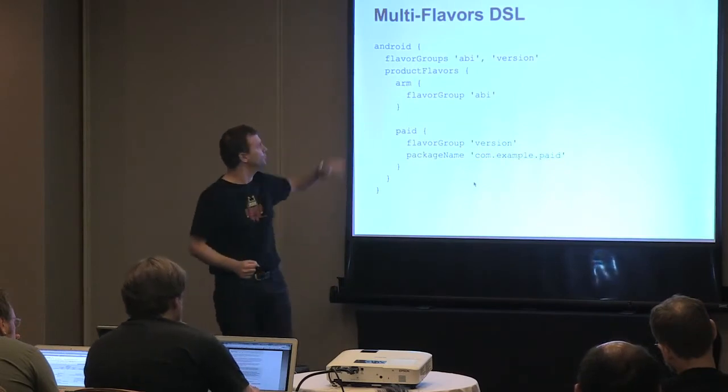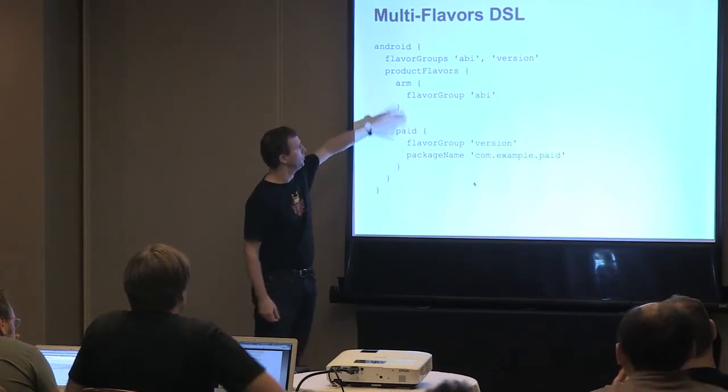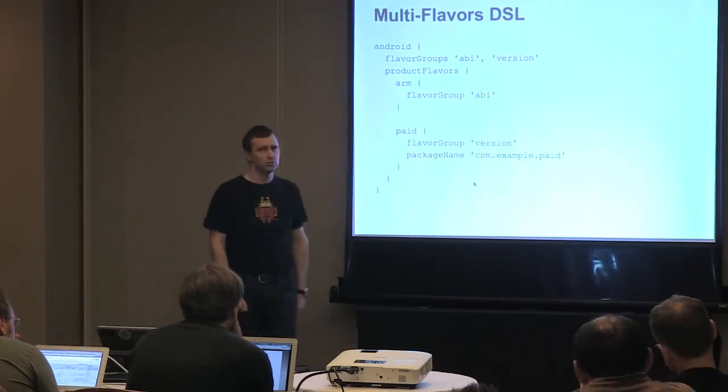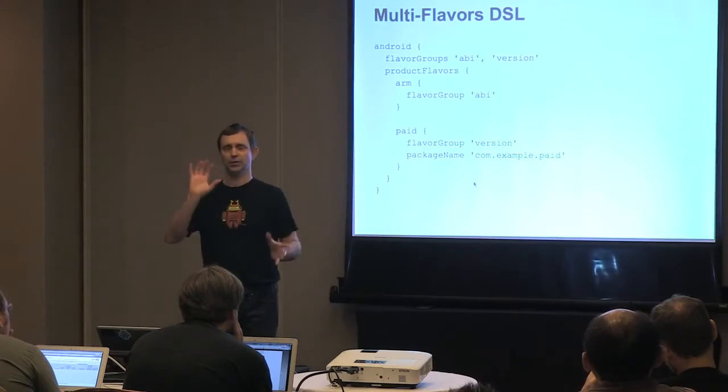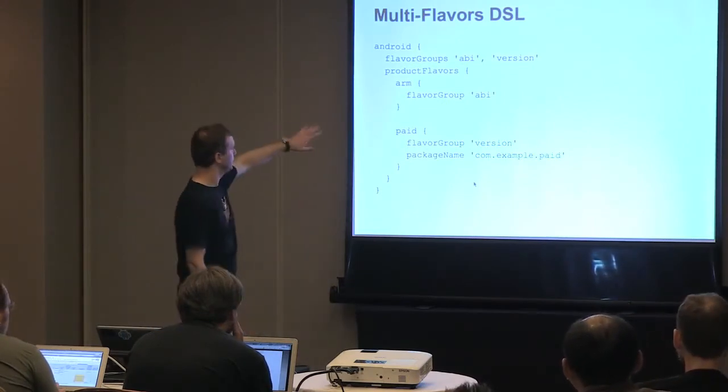Here we call that, unfortunately not dimension, maybe one day we'll just change that to dimension, flavor group. So it's really defining 2 different dimensions, and then when you create them, you just assign them to a particular dimension. This was easier than dynamically generating a new DSL based on what you wanted. So right now, that's how we do it.